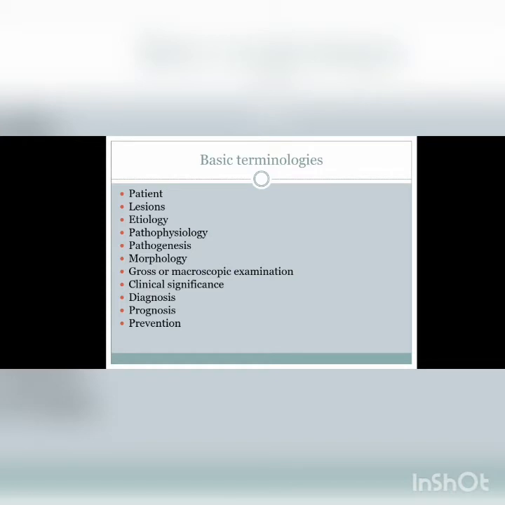Then is the diagnosis. Diagnosis is the final opinion on what is wrong with the patient. So this person here has lung cancer, so that is his diagnosis. Okay, then we come to prognosis.